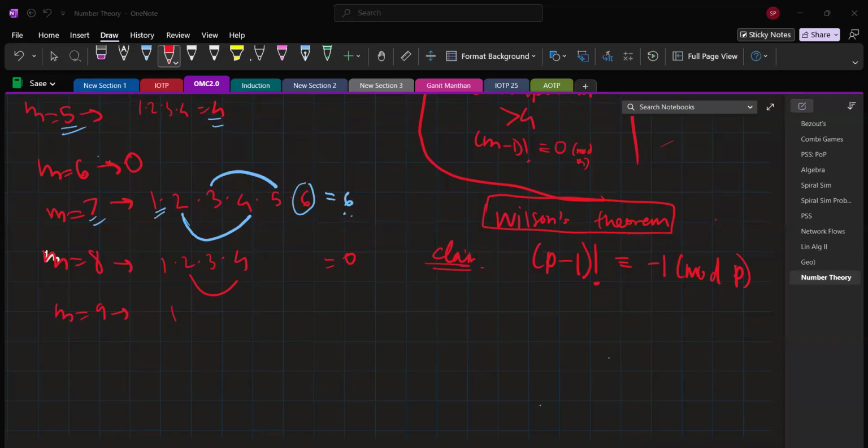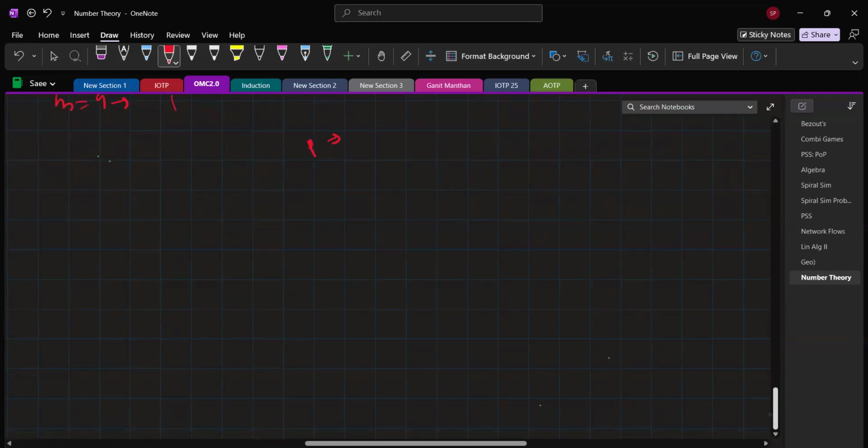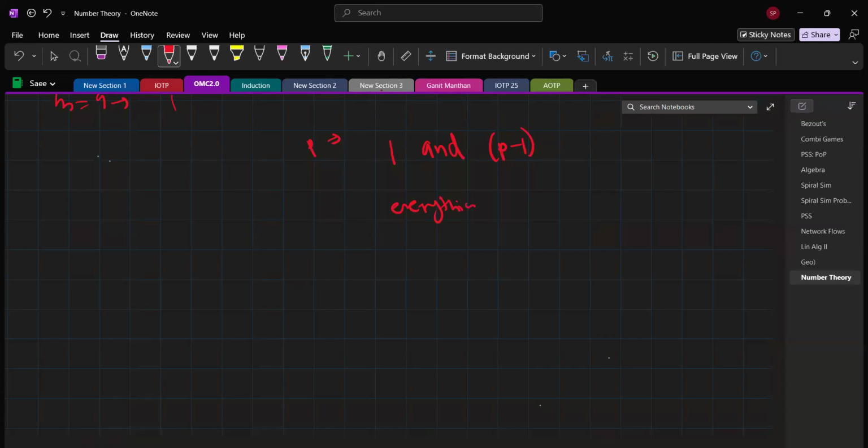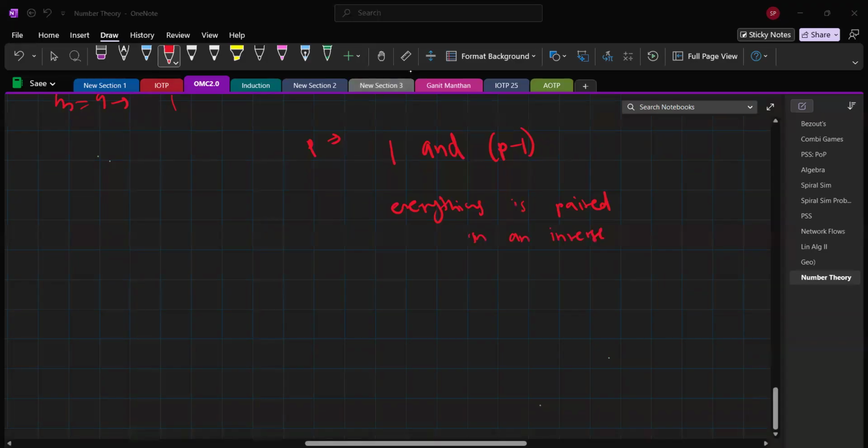So this is the idea, and maybe I'll reveal some more things. What we're going to try and show is that for a prime p, except for 1 and p minus 1, everything else is paired with an inverse. If you know it already from before, I would prefer if you didn't talk about it. Somebody who has not seen it before can talk to me about it. So everything is paired with an inverse.